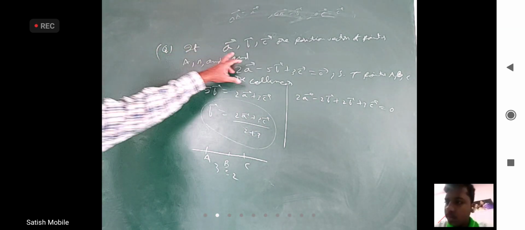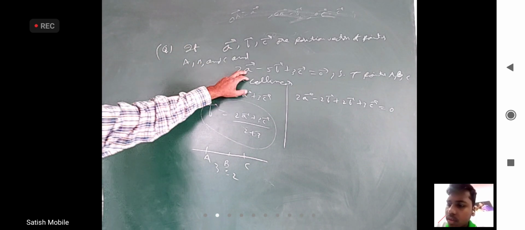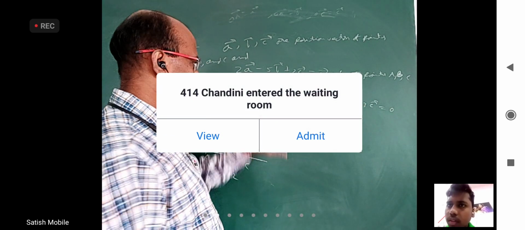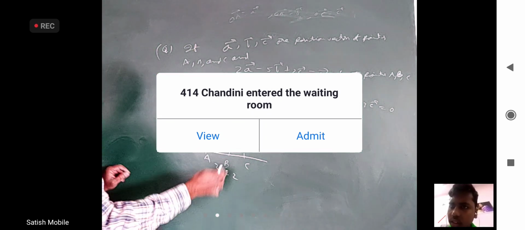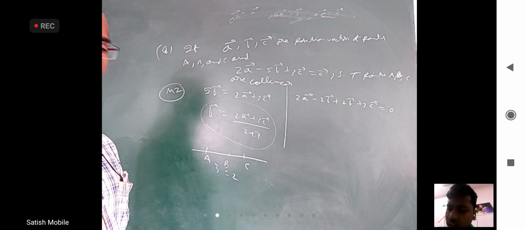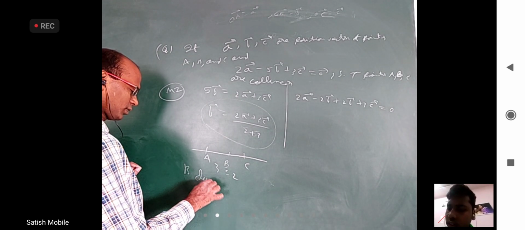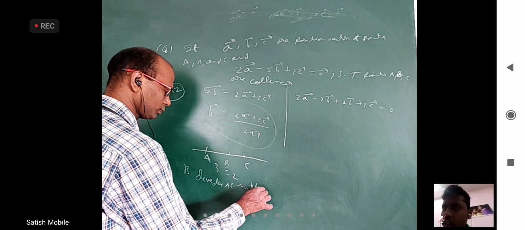If A bar, B bar, C bar are position vectors of points capital A, B and C, and 2a minus 5b plus 3c equal to 0 bar, show that points A, B, C are collinear. Method 1. Okay, I don't have to give much explanation. You can understand, B divides AC in the ratio 3:2.